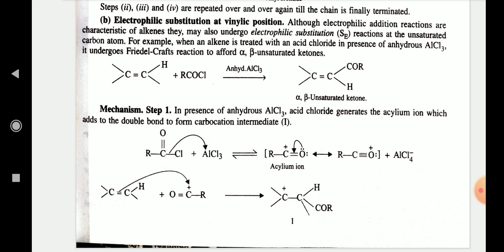Second is electrophilic substitution reaction at the vinylic position. Although electrophilic addition reactions are characteristic of alkenes, they may also undergo electrophilic substitution reaction at the unsaturated carbon atom. For example, when an alkene is treated with an acid chloride in the presence of anhydrous AlCl3, it undergoes Friedel-Crafts reaction to afford alpha beta unsaturated ketones.